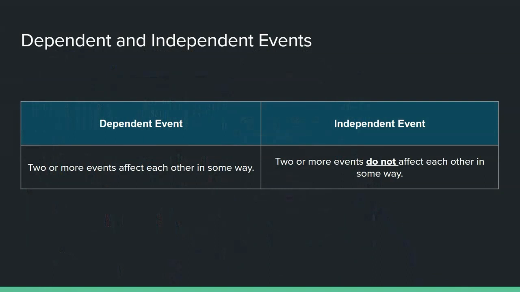Before we start, let's talk about dependent and independent events. Two or more events are dependent if they are related with each other. Two or more events are independent if they don't have anything to do with each other. One event doesn't affect the other event in any way. Let's look at some examples.